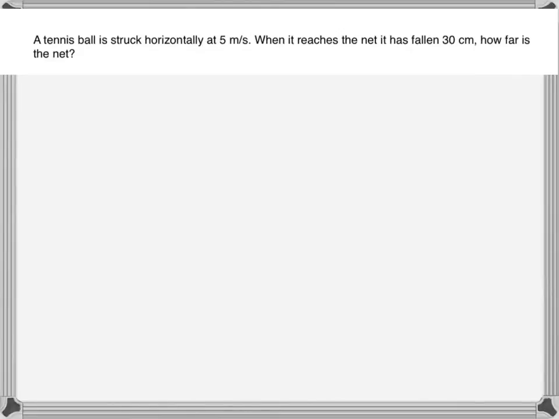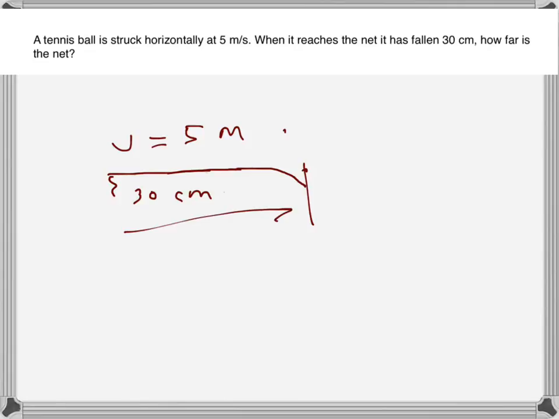So the problem says that the tennis ball is hit horizontally at 5 meter per second velocity. So that's 5 meter per second, and when it reaches the net, so net is somewhere here, let's say, it has fallen 30 centimeter, a little bit. So that much it has fallen, which is just 30 centimeter. We need to find how far the net is. That means this distance, let's say x.